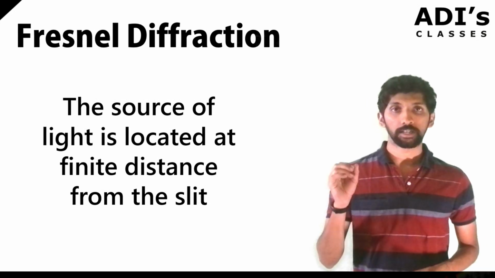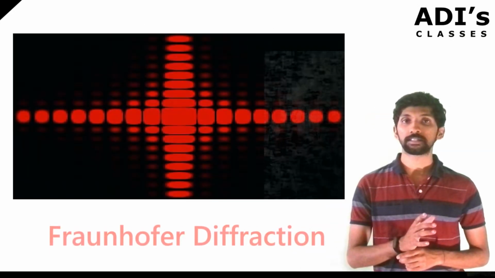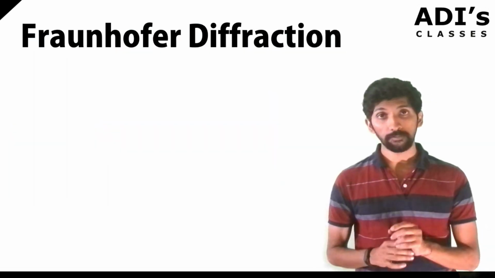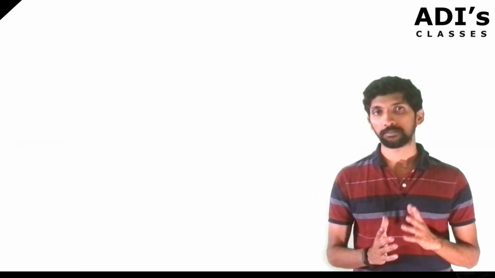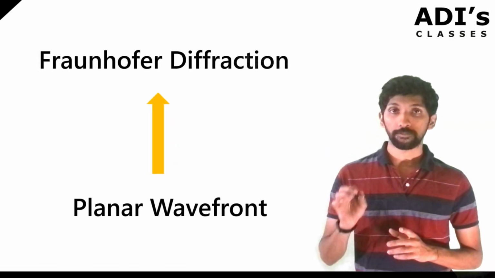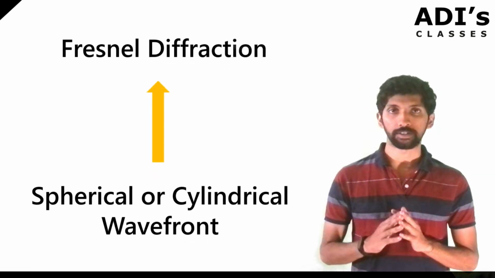In Fraunhofer diffraction, the source of light is at infinite distance from the slit. When we say infinite distance, the wavefronts coming from the source will be planar wavefronts, whereas for Fresnel diffraction, the wavefronts coming will be spherical or cylindrical.